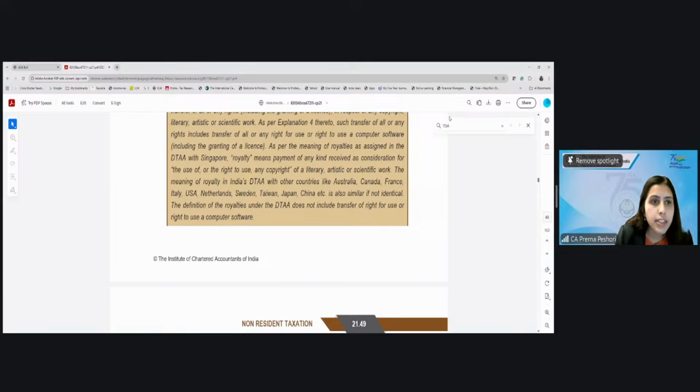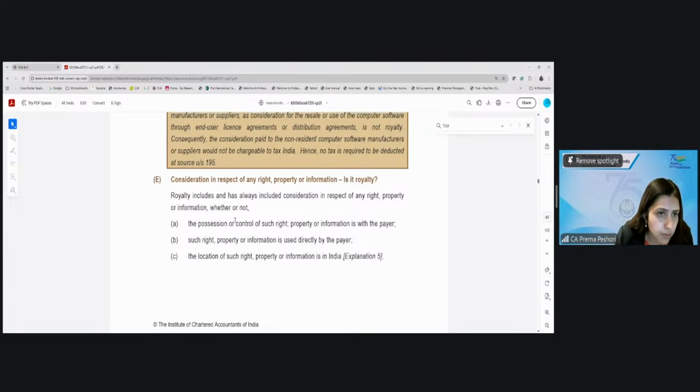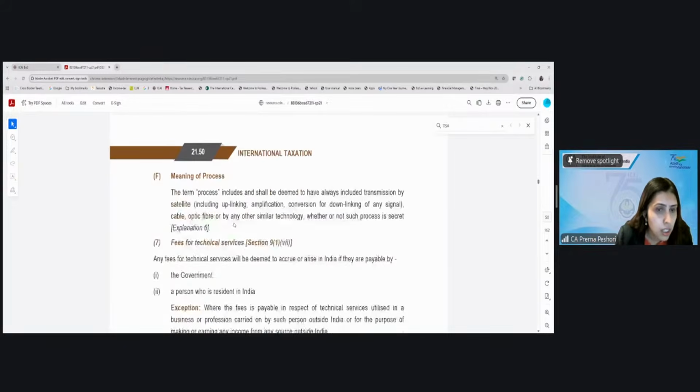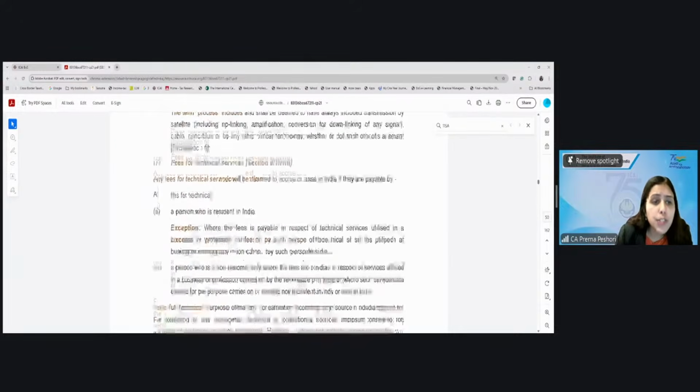Okay? Then consideration in respect of right, property or information will include any right, property or information irrespective of whether it has been transferred to the user or the payer, whether or not it is used by the payer, whether or not the property is located in India, doesn't matter. And the process should also include the process of satellite, process of internet technology, all of that will get included in the process. Finally, what is the fees for technical services?